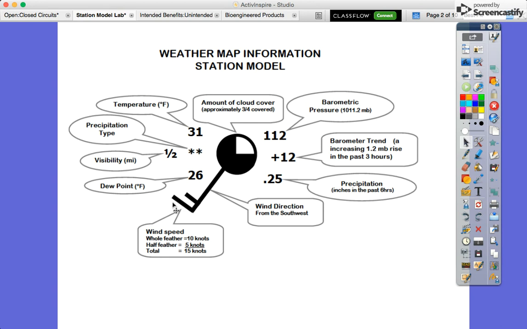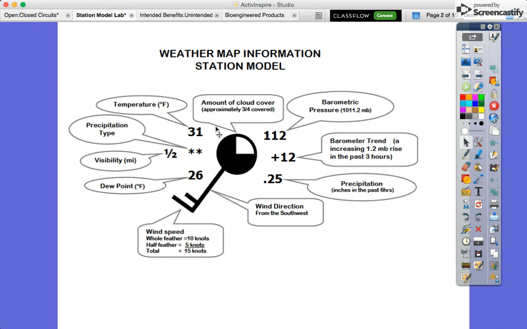One full feather is equal to 10 knots. In some station models, it will represent 10 miles per hour. One half of a feather is representative of 5 knots or 5 miles per hour. So if you put the two together, you have 10 plus 5, which equals 15 knots or 15 miles per hour.